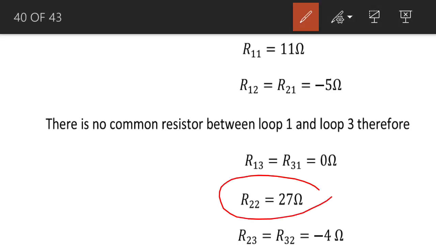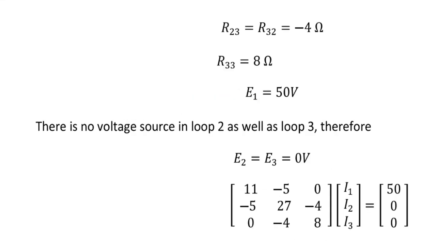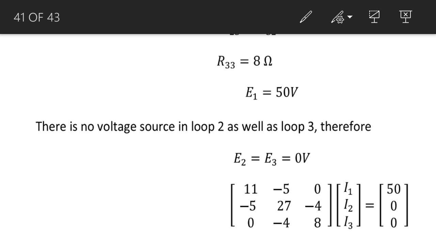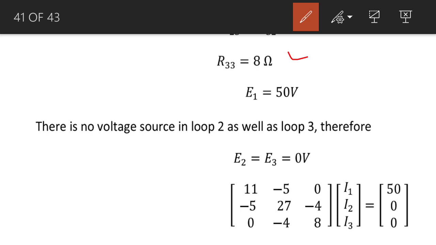So R22 is 27. This is the sum of all the resistances of loop number 2. This is the total self resistance of loop number 2. R23 is equal to R32, and this is the resistance of the resistor that belongs to loop number 2 as well as loop number 3. And then we have already calculated R33. R33 is 4 plus 4. There are two resistors in loop number 3. So 4 plus 4 is 8.